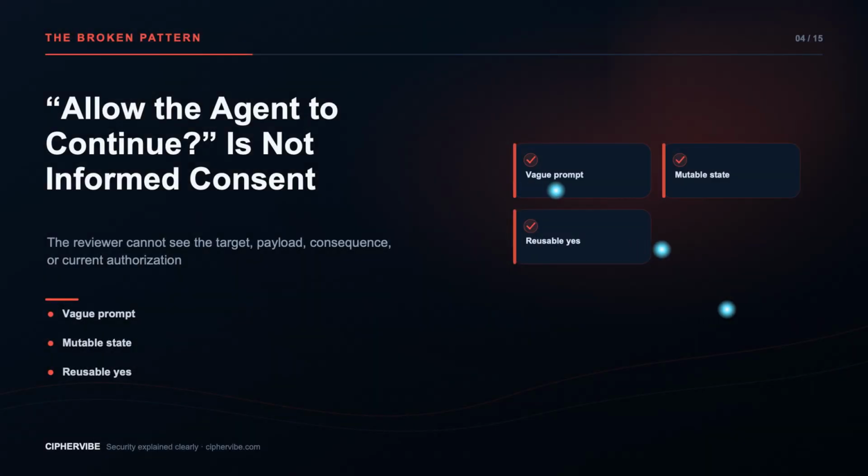The broken gate asks only, allow the agent to continue? The reviewer cannot see which tool will run, which target will change, what data will leave, or whether rollback exists. Worse, the approval is stored as a Boolean on the session. Any later action can inherit it. The interface shows a human. The architecture grants a capability.